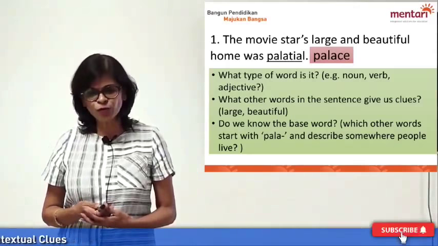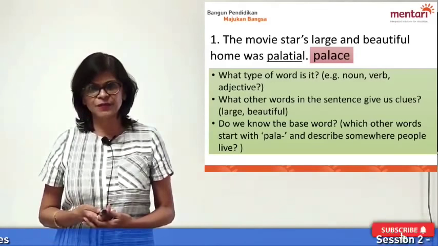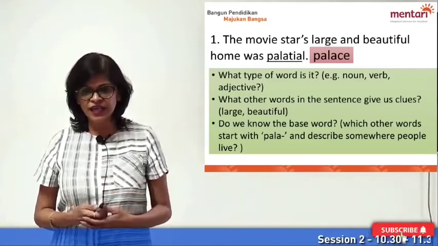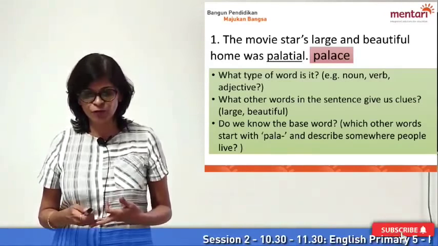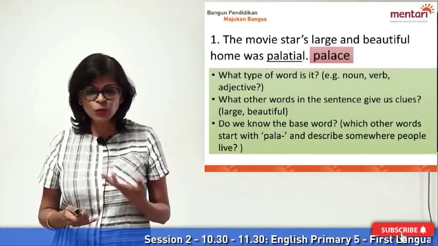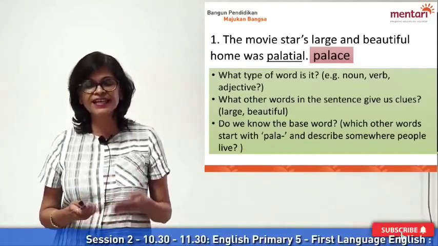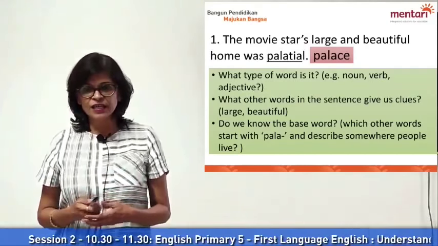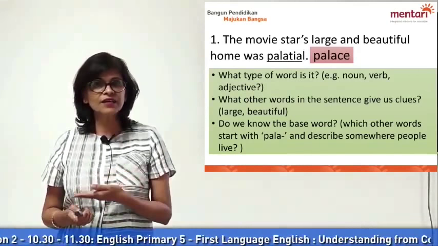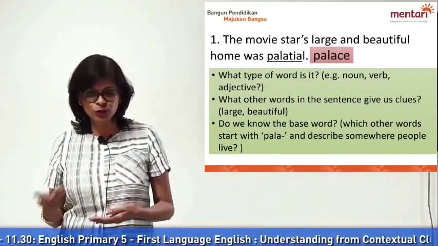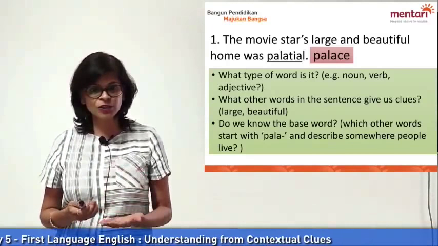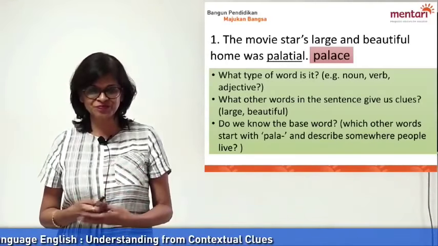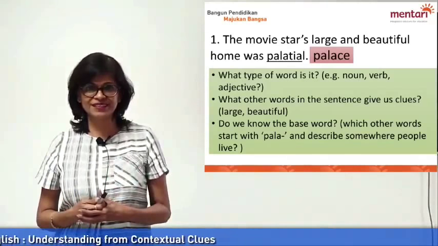What type of word is it? The underlined word. Is it a noun? Is it a verb or adjective? What are the words in the sentence that give us clues? So for the underlined word, we can find clues. For example, large, beautiful, those are the clues.